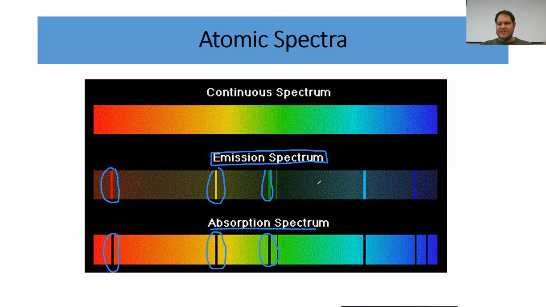So with an emission spectrum, we see the lines or color of lines, because that's what's being emitted by atoms, whereas the absorption is the color of light that's being absorbed by atoms. Okay, so hopefully you see the difference there.